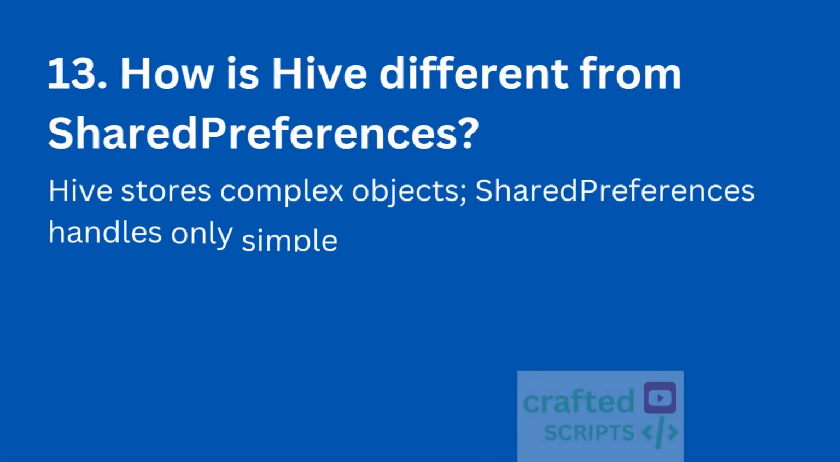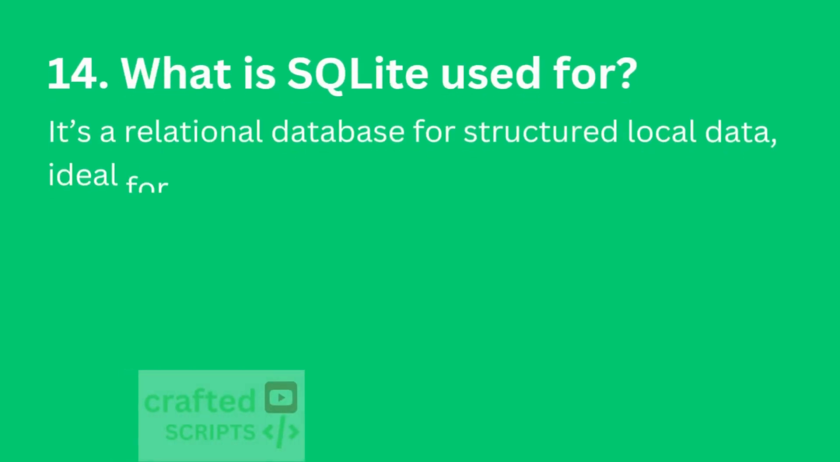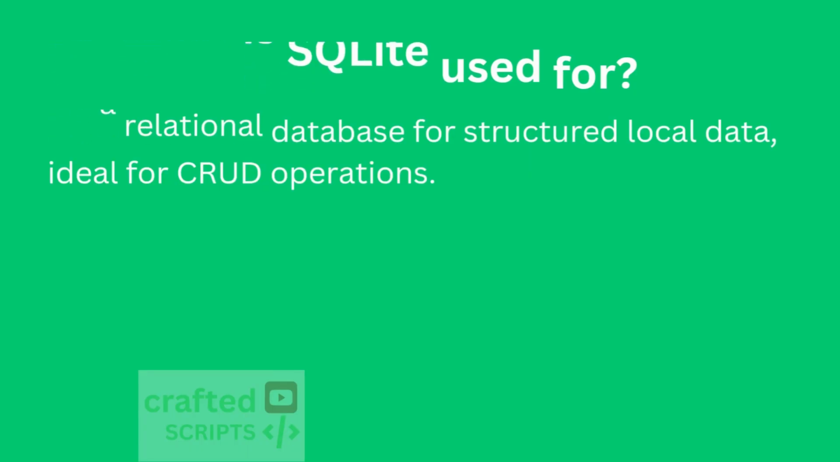Question number 13. How is Hive different from shared preferences? Hive stores complex objects, shared preferences handles only simple key-value pairs. Question number 14. What is SQLite used for? It's a relational database for structured local data, ideal for CRUD operations.